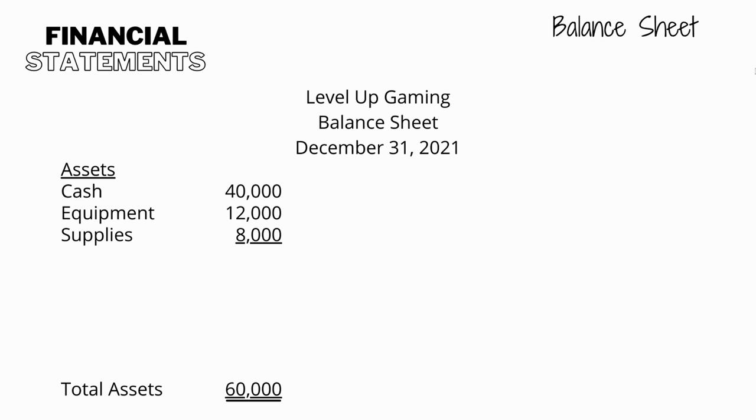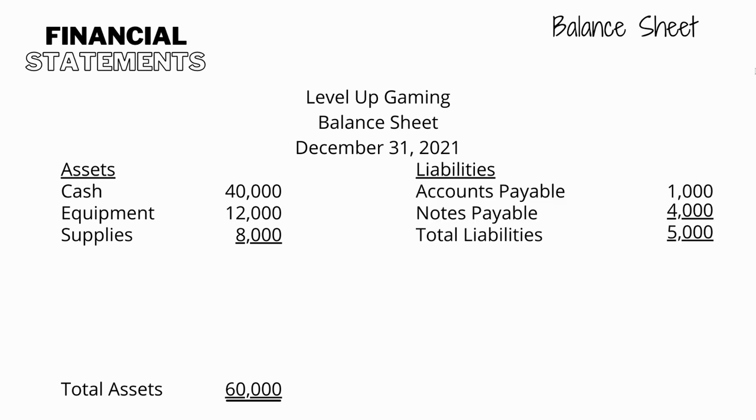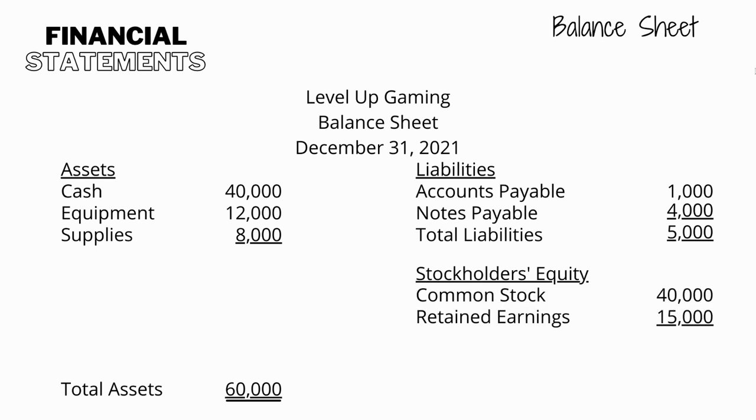Let's look at the balance sheet for Level Up Gaming on December 31st, 2021. We start with assets. The company's assets include cash, equipment, and supplies for total assets of $60,000. Next, we can look at liabilities. The company has accounts payable of $1,000 and notes payable of $4,000 for total liabilities of $5,000. Then we do stockholders' equity. This includes common stock of $40,000 and retained earnings of $15,000. The total liabilities and stockholders' equity will be equal to the total assets at $60,000.